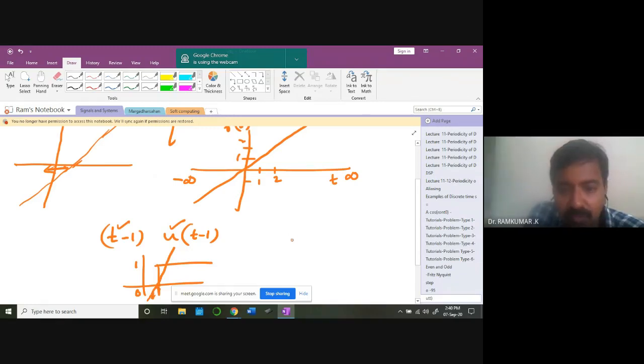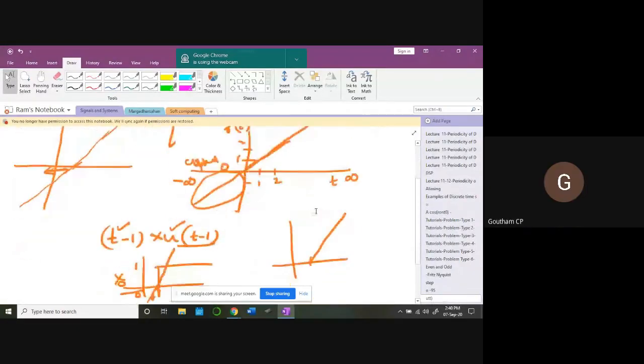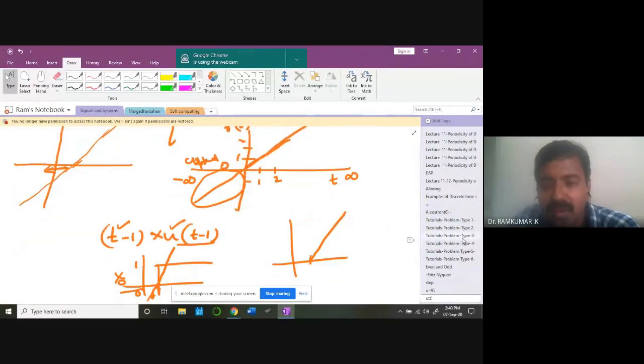The waveform is going to be such that all these negative values get flipped. Why? The signal u of t does not exist for negative values, so naturally all these values are going to be 0 because I'm taking the product. Only the positive values I'm going to get, but it's shifted by 1 instant. The waveform is going to look like this. All right? You understood? Yes, sir.